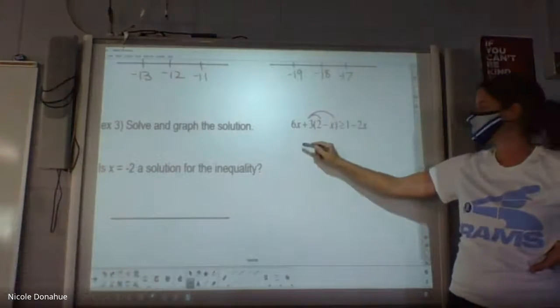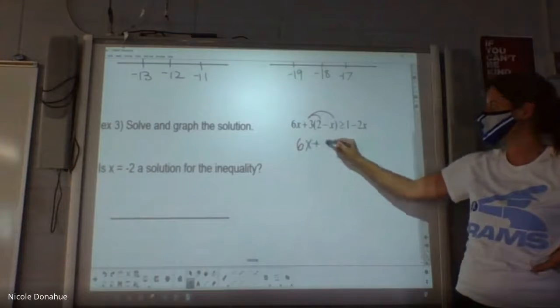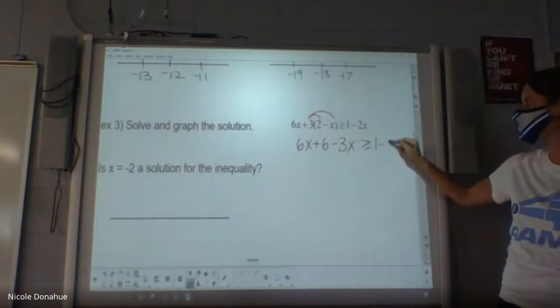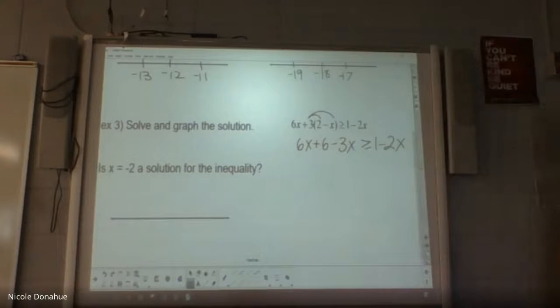There's a graph now and another one. Oh, like just graphing on the number line still. All right. So we have 6x plus 6 minus 3x greater than or equal to 1 minus 2x. A lot going on here. So I distributed first.